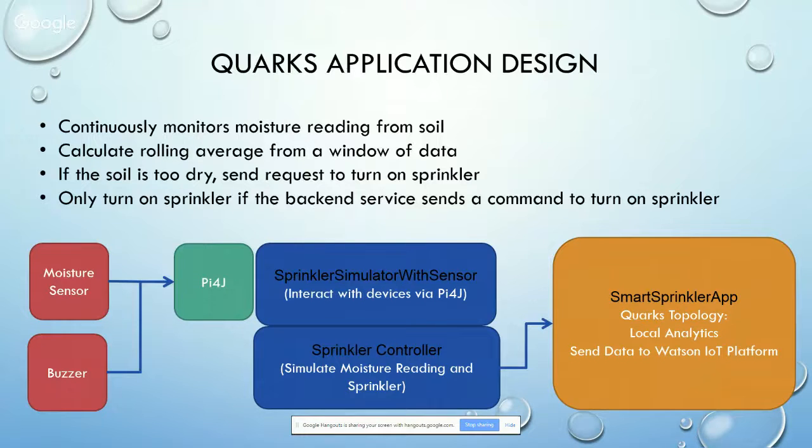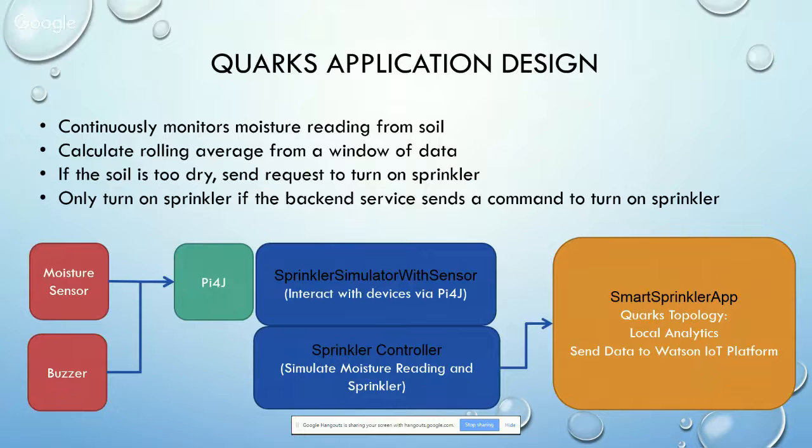And we will not communicate to the backend services unless we have to. So we will only detect, if we detect that the current moisture level is too low, that's when we're going to send requests to the backend system to ask if we can turn on the sprinkler. And the last part is that the sprinkler would not get turned on unless the backend service has allowed us to turn it on or given us permission to turn on the sprinkler.